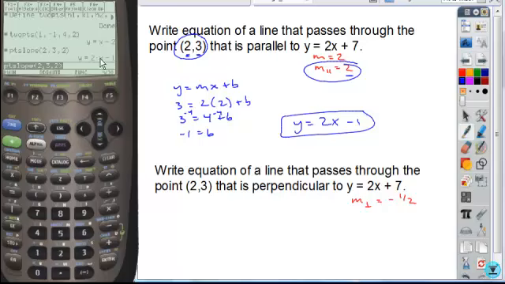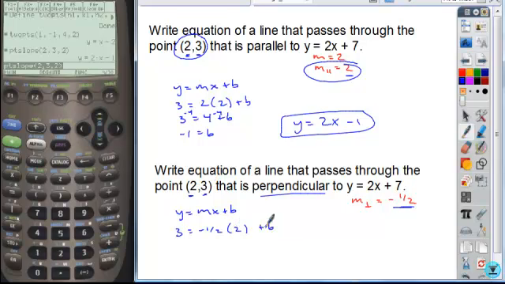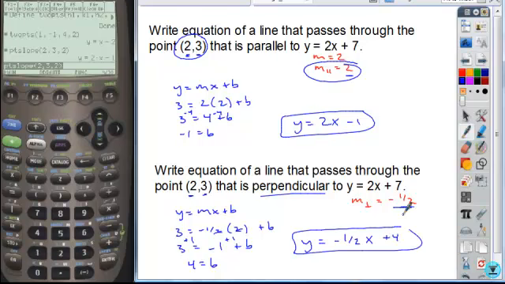That confirms my solution. Okay, for the second one, perpendicular, we do the same idea, y equals mx plus b. If I want to solve it by hand, plug in my y, my slope, my x, and then solve for b. Negative 1/2 times 2, those cancel, leaving a negative 1. Add 1 to both sides, I get 4 is equal to b.